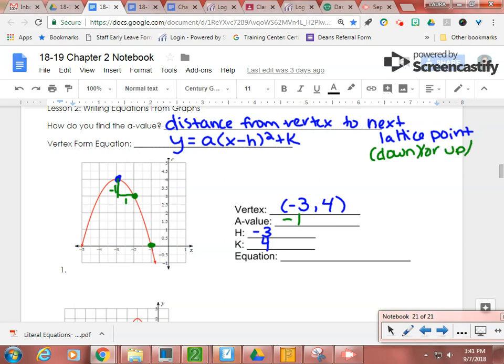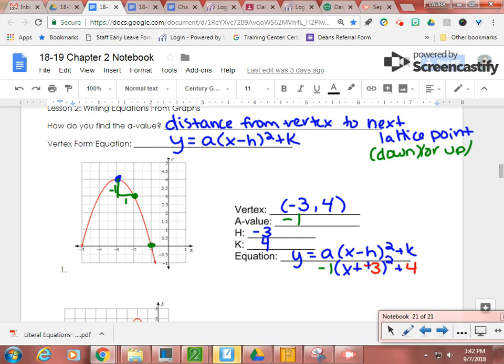All right, so now we have enough information to write our equation. If our equation is y equals a(x minus h) squared plus k, I'm going to break this down into a couple of extra points here. My a value is going to be -1, my h is going to be -3, and my k is going to be 4. Here's what you need to remember: it's going to be a minus, so that's going to turn this plus.